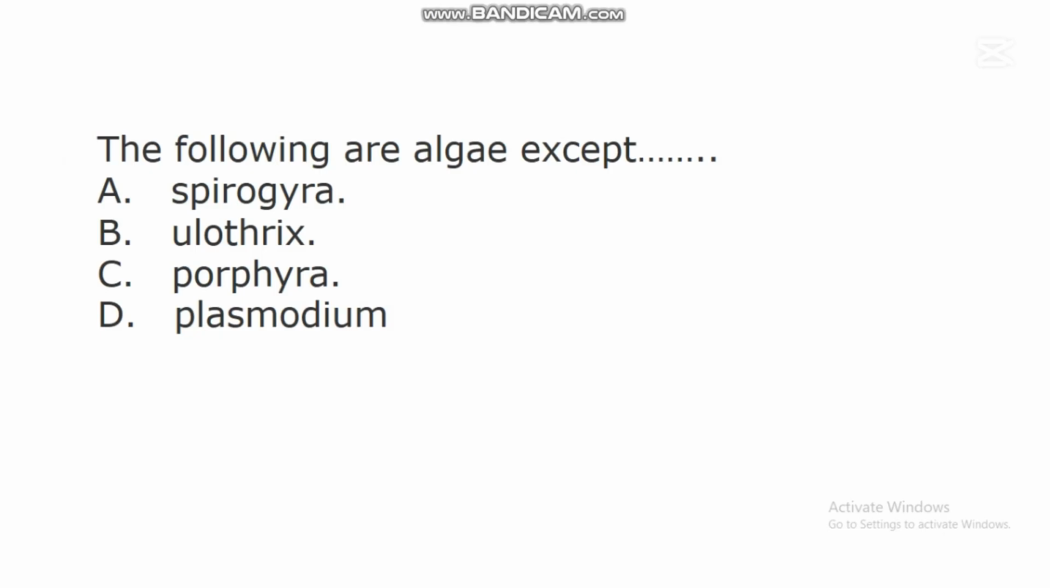The next question says, the following are algae except dash. A. Spirogyra. B. Eulothrix. C. Porphyra. D. Plasmodium. In this question, the correct answer is D. Plasmodium. Plasmodium is a protozoan that causes malaria in people, so it's not an alga. But the other options, Spirogyra, Eulothrix, and Porphyra, are all examples of algae.